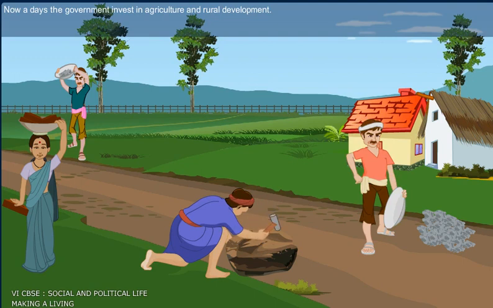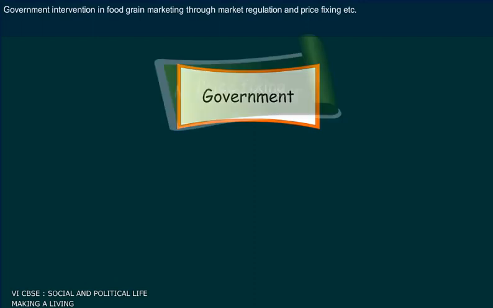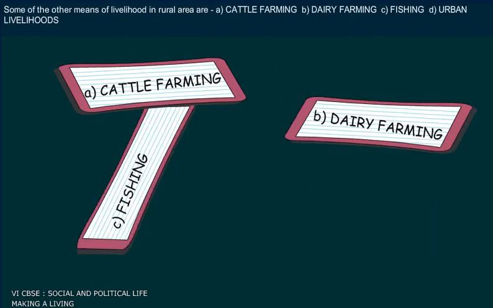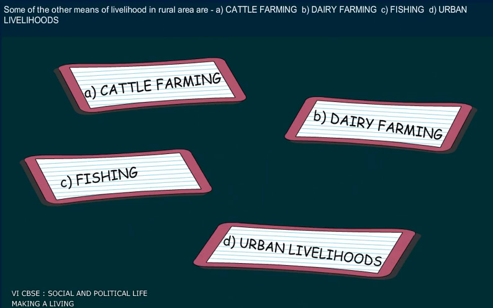Nowadays, the government invests in agriculture and rural development. There is government intervention in food grain marketing through market regulation, price fixing, etc. Some of the other means of livelihood in rural areas are: A. Cattle farming, B. Dairy farming, C. Fishing.